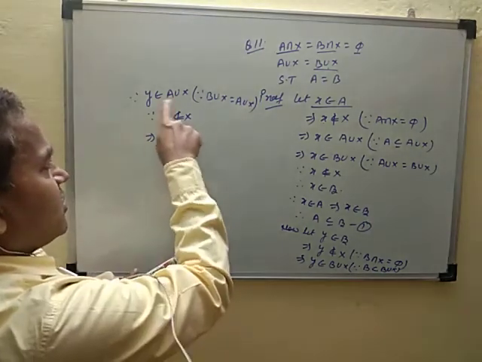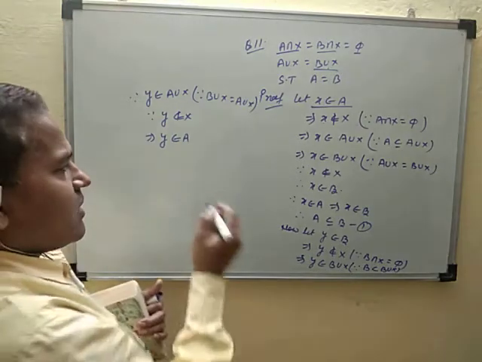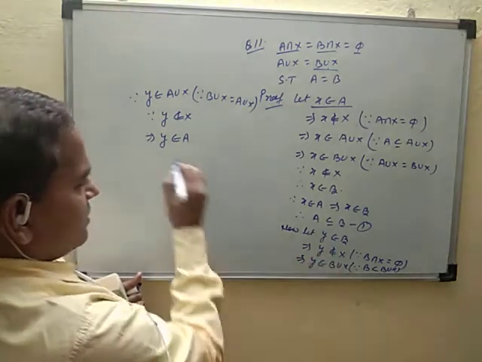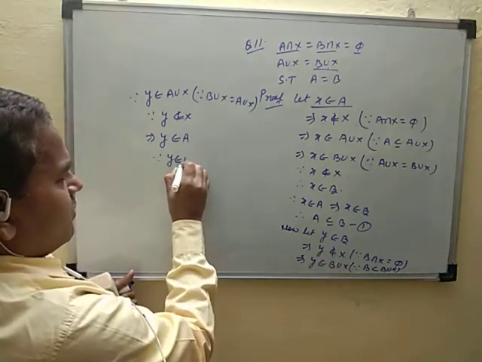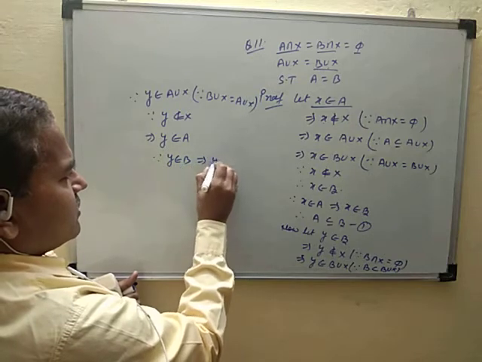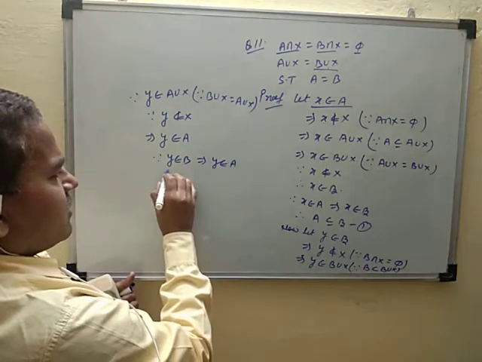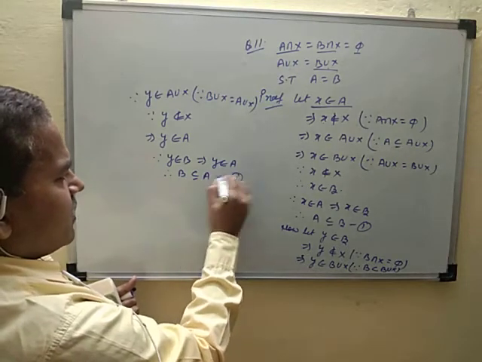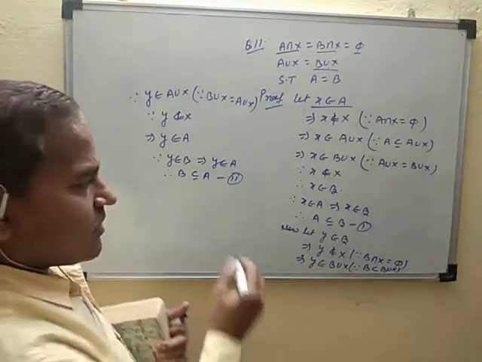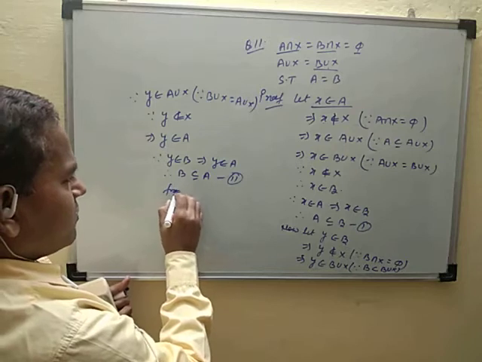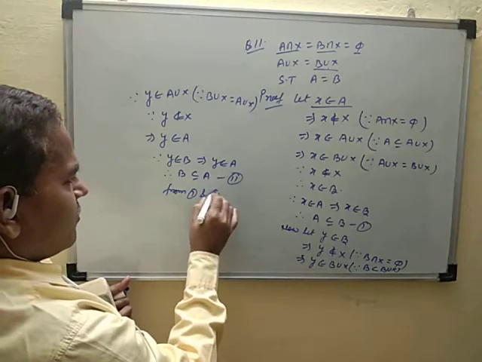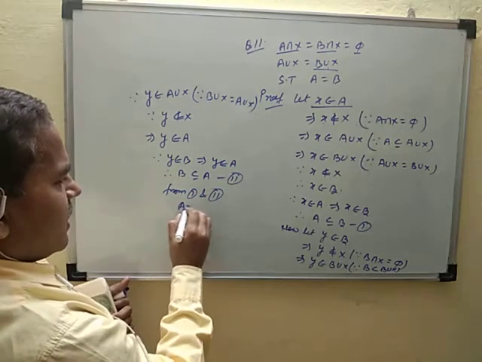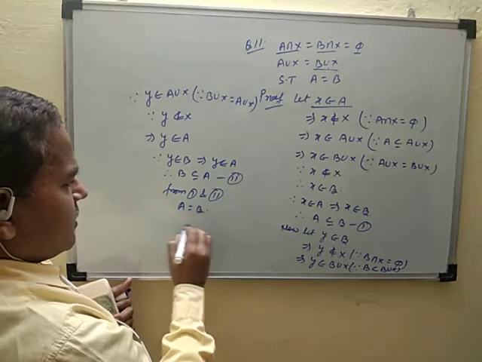Y will belong in one of these two sets. Now, what element did we suppose Y to be? Since Y belongs to B and this implies Y belongs to A, therefore B is the subset of A. Call it second. From 1 and 2, A is equal to B. Proved.